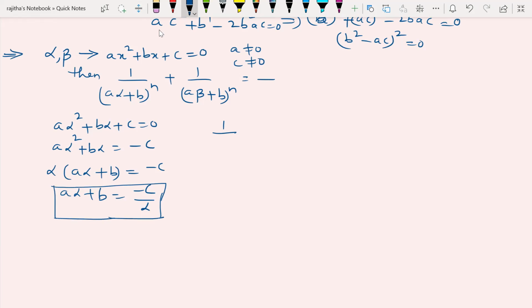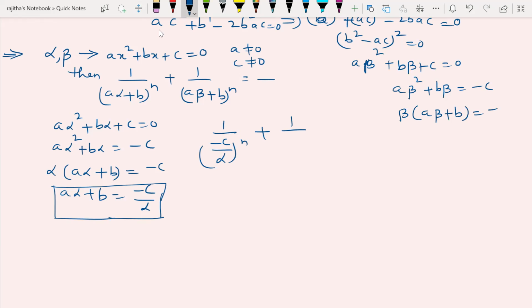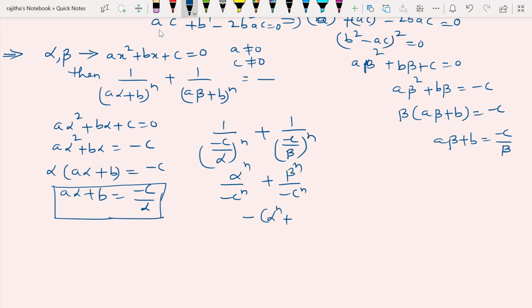That is 1 by (minus c by alpha) whole power n plus 1 by, here also same, beta also root of equation a beta square plus b beta plus c is equals to 0. A beta square plus b beta is equals to minus c. Beta take common, a beta plus b is equals to minus c by beta. Minus c by beta whole power n. That is equals to alpha power n by minus c power n plus beta power n by minus c power n. That is nothing but minus of (alpha power n plus beta power n) by c power n.